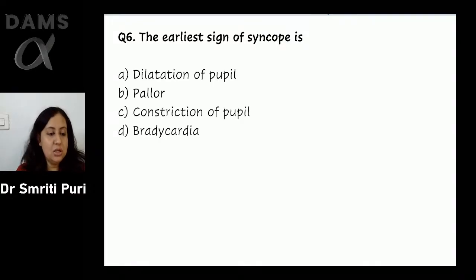Coming on to the next question, the earliest sign of syncope is A. Dilatation of pupil, B. Pallor, C. Constriction of pupil, and D. Bradycardia. So what would be the answer here? Please come on everyone in the live chat. I need your answers. Whether the question is easy or difficult, please attempt. This is not your exam. And please mention the question number along with your answer.